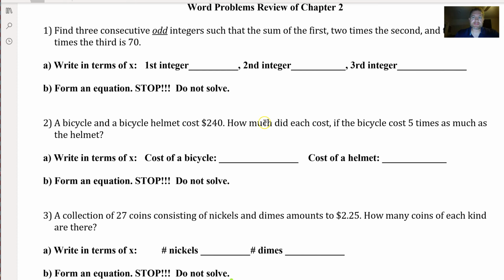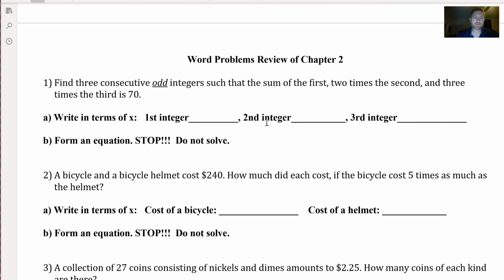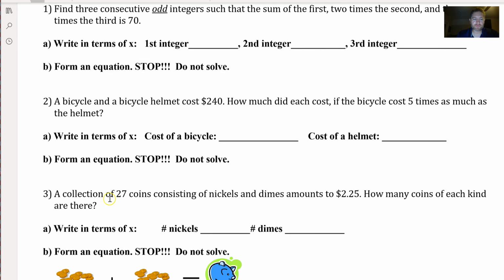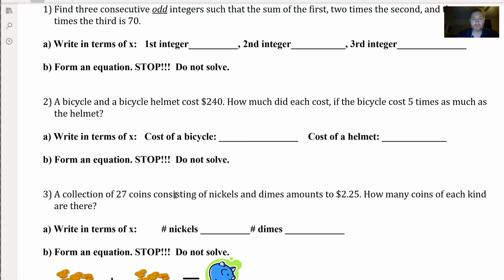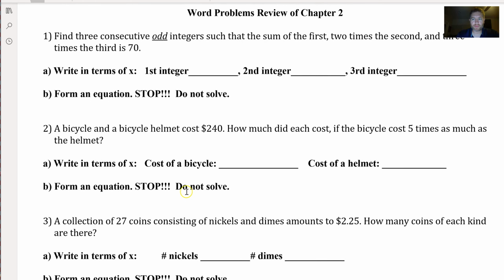So the first one says, find three consecutive odd integers such that the sum of the first, 2 times the second, and 3 times the third is 70. Now this is a little more complicated than you're going to see on any of your tests, but it is a good problem. That's why we have it here. So with each of these problems, if you notice, they all start with write in terms of x. This is the proper form to start any word problem.